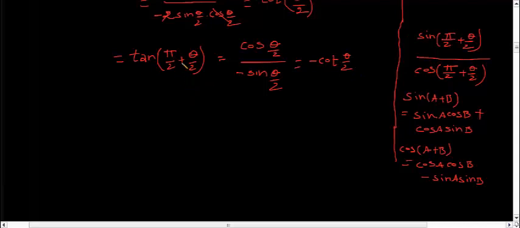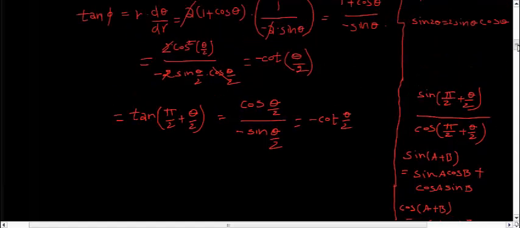So we need not remember tan of pi by 2 plus theta by 2. We just need to know what is sin of pi by 2 plus theta by 2 as well as cos of pi by 2 plus theta by 2. It need not be just pi by 2, any angle. We can make use of this expression: sin of a plus b is equal to sin a cos b plus cos a sin b, and cos of a plus b is equal to cos a cos b minus sin a sin b. To figure out this, tan of pi by 2 plus theta by 2 is equal to minus cot theta by 2.